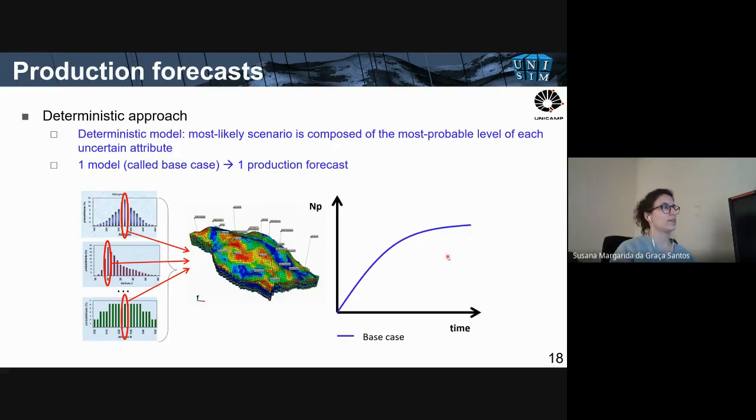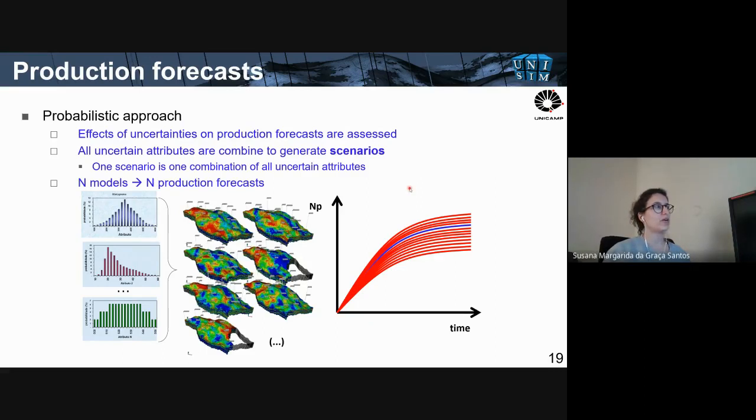When we talk about uncertainties, here we have what we call the probabilistic approach. Instead of having one model, I'll have many models, so many possibilities of my reservoir. And this is where we define scenario. One scenario is a possible combination of one value of each uncertain attribute. So a scenario is a possibility of my reservoir given the set of uncertainties I have. So in the end, when I get my forecasts, instead of having one curve of my indicators over time, I have n curves for n models.